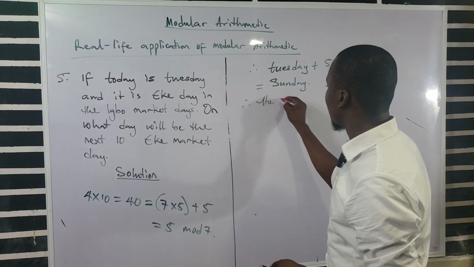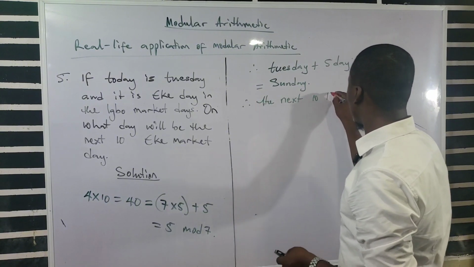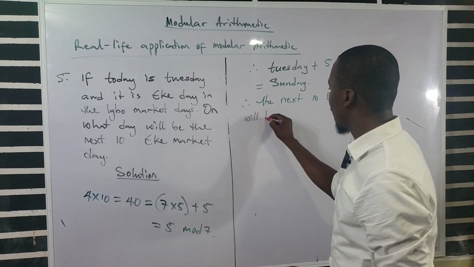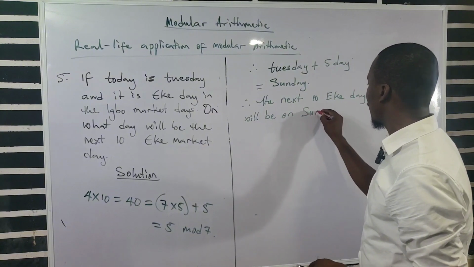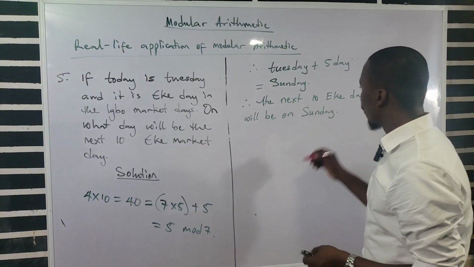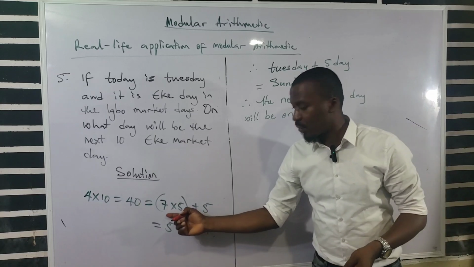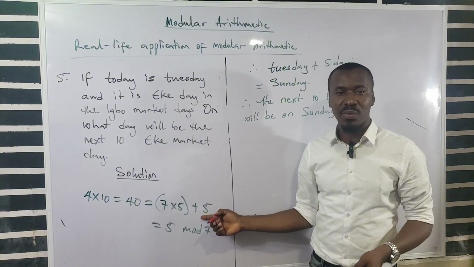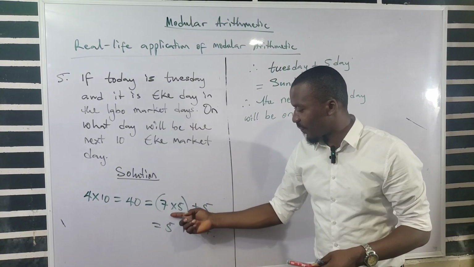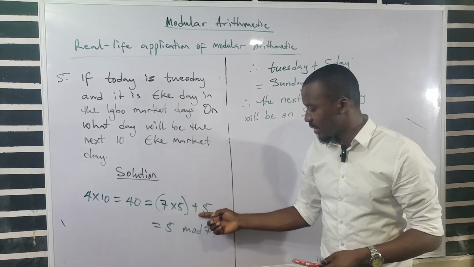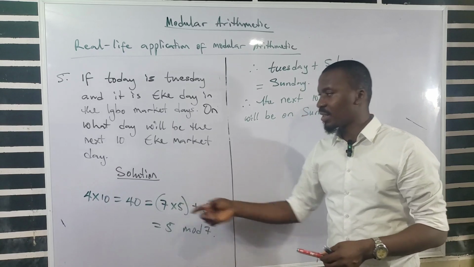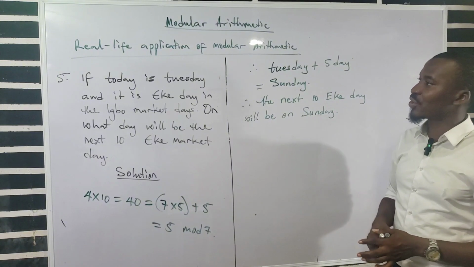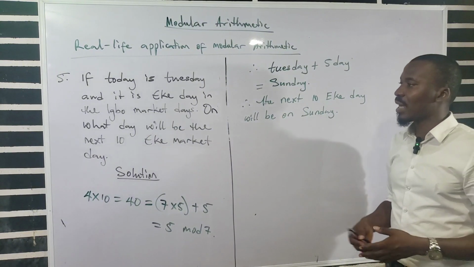Therefore, the next 10 will be on Sunday. So it's also easy for you to know which week. That's after the 5th week. So it will be on Sunday, the 6th week, because this is where we are. Sunday, we have 5 weeks already gone. So this is the 6th week. So it will be on Sunday, the 6th week. Okay, so that's how to solve problems or real life application problems on modular arithmetic.